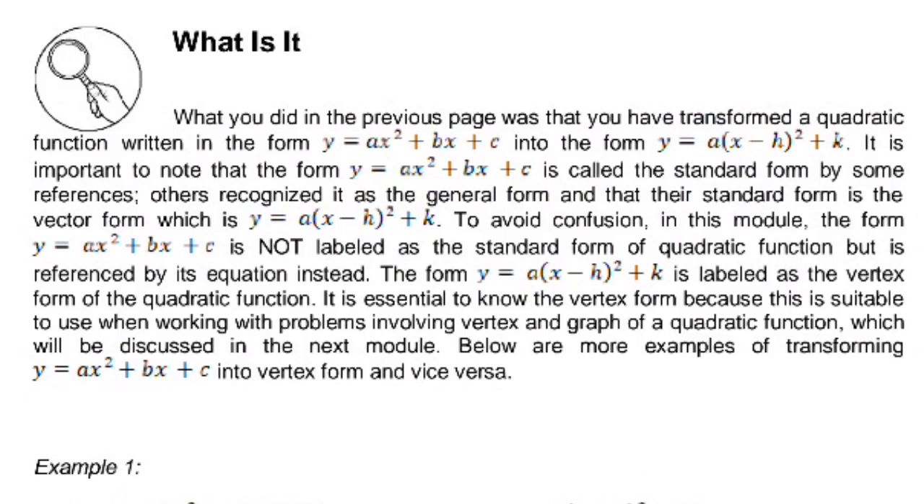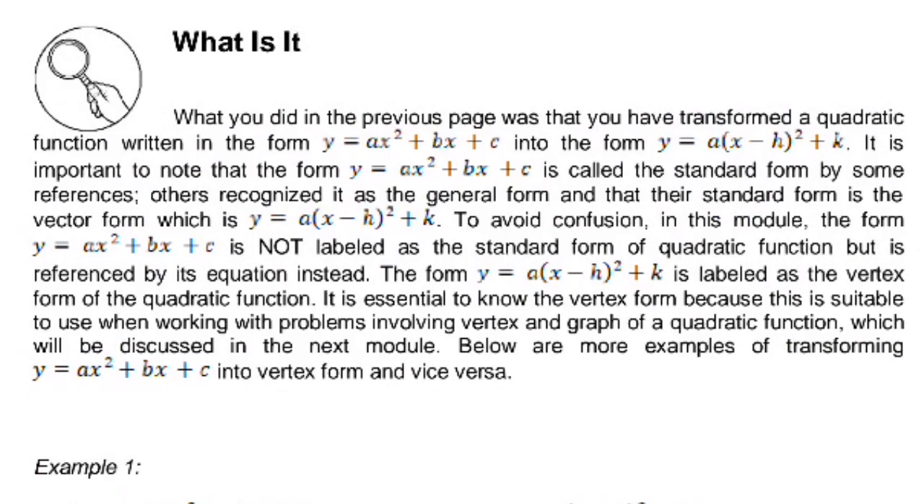So to avoid confusion in this module, the form y equals ax squared plus bx plus c is not labeled as the standard form of quadratic function, but is referenced by its equation instead. So the form y equals a times the quantity of x minus h squared plus k is labeled as the vertex form of the quadratic function. So this is called the vertex form. It's because you can find here the vertex h, k. So this is the part of the parabola that is either the minimum or the maximum point.